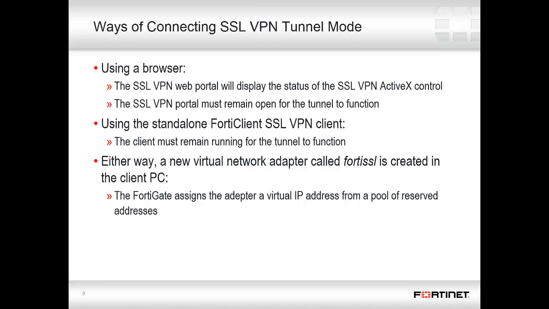In either case, a virtual network adapter called FortiSSL is added to the user's PC when the SSL VPN client is installed. This virtual adapter will dynamically receive a virtual IP address from the FortiGate device each time a new VPN is established. All packets sent by the client use this virtual IP address as their source address.